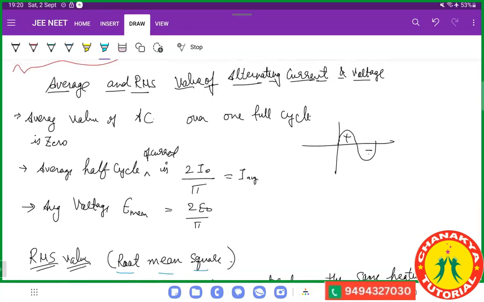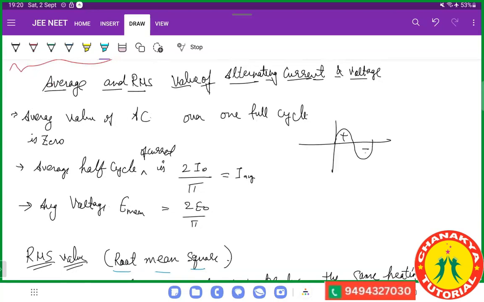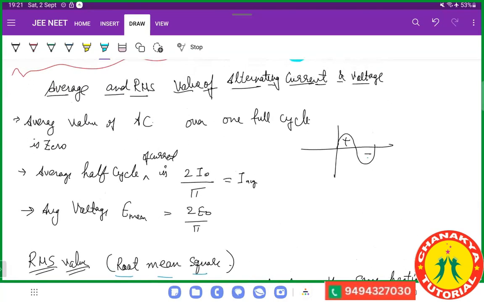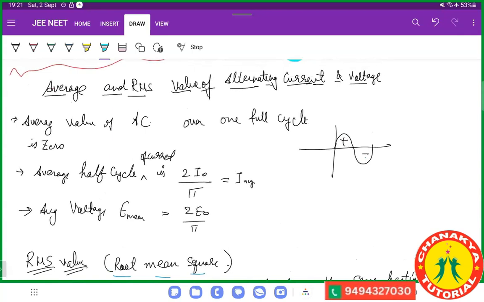Okay, so we will go with some average and RMS value. First, let's see average. Average means you already know, like taking the mean value of those things. So average value of AC over the full cycle. See, these are equal and opposite. If you observe here, they are equal and opposite. So obviously, if I take average of those, it will become 0. Average of full cycle is 0.